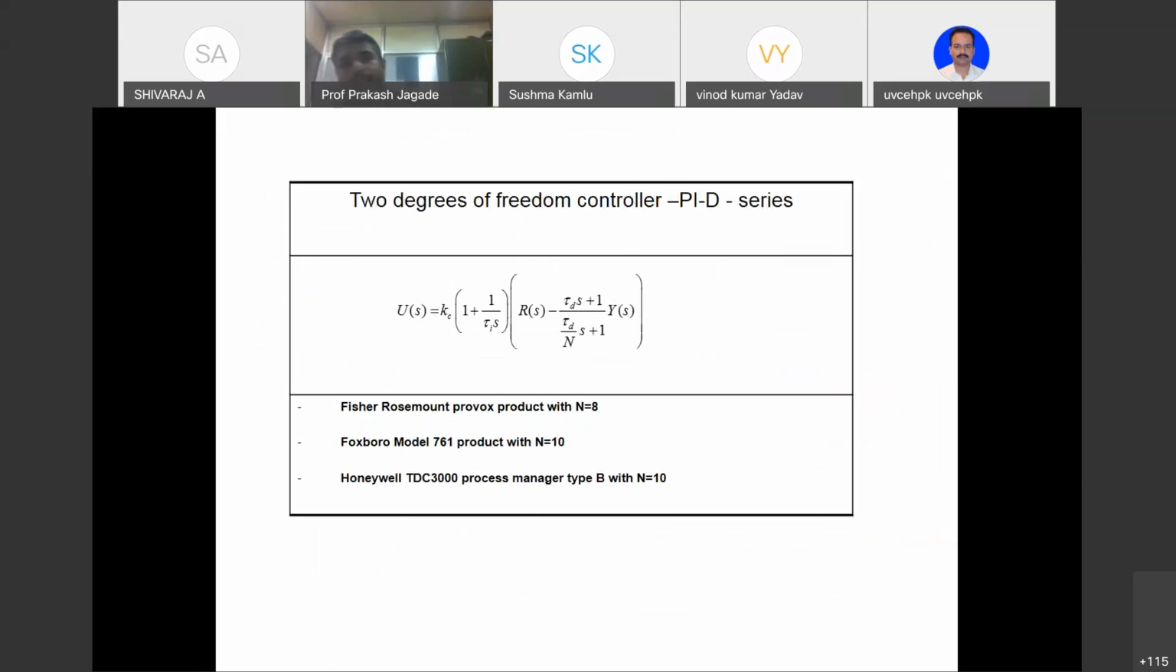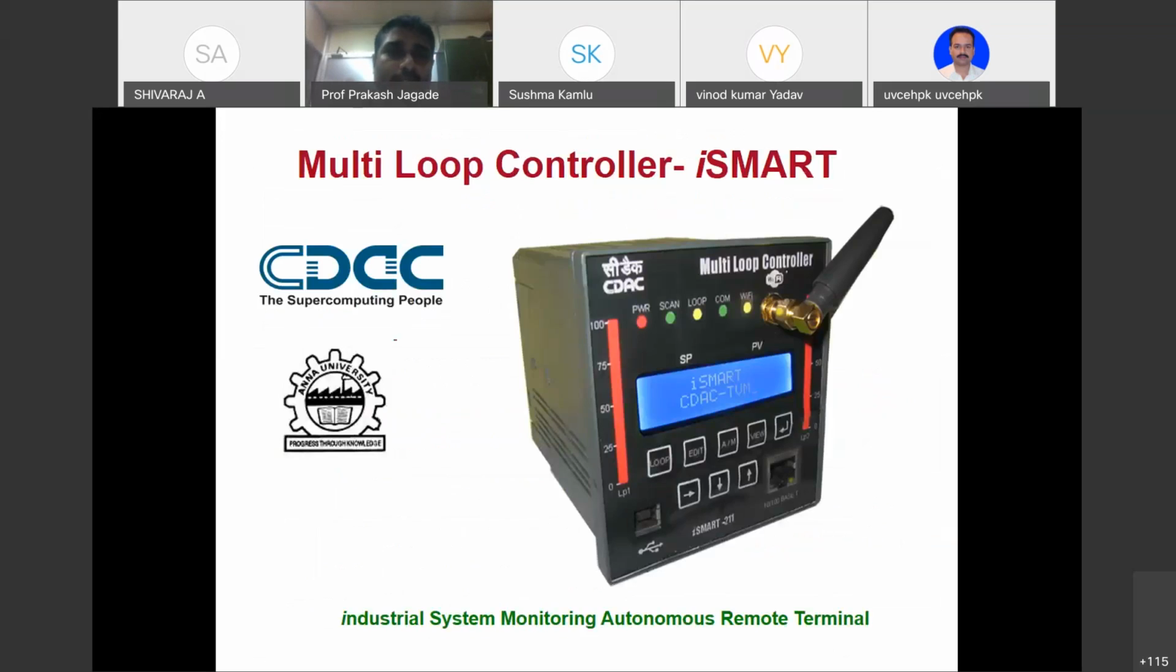Then, in our department, jointly with CDAC, the Center for Development of Advanced Computing, CDAC Trivandrum, we developed a product, an industrial type PID controller, and we named it iSmart. iSmart is an acronym for Industrial System Monitoring Autonomous Remote Terminal. It's an industrial type PID controller, and we developed it jointly with CDAC.